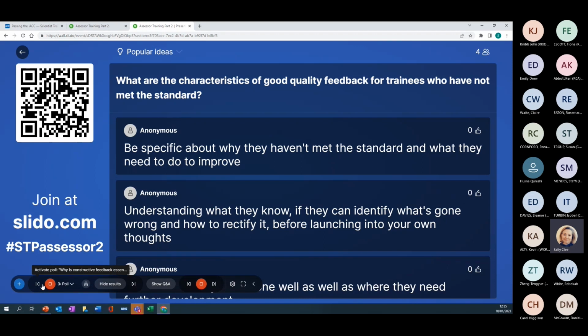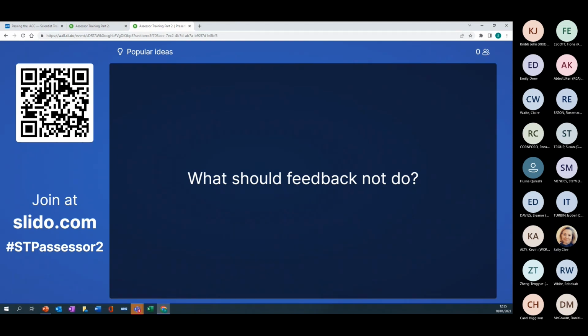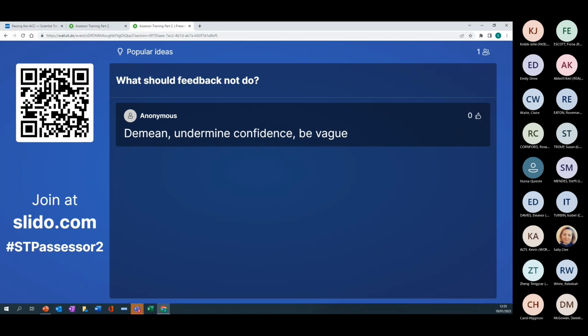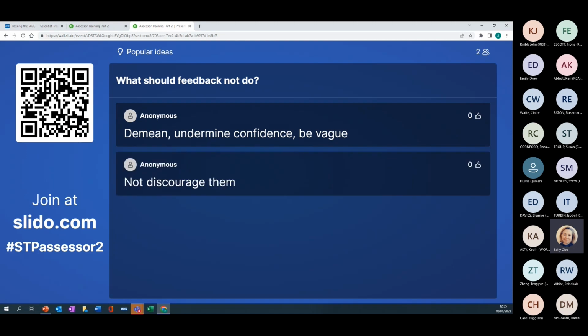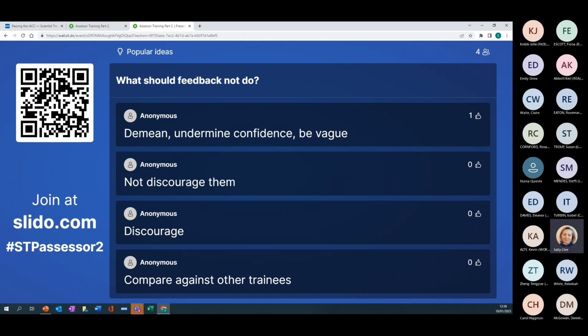So finally on that one is, what should feedback not do? It's important to keep these in the back of your mind when giving feedback. Demean, undermine confidence, be vague, discourage them, yeah. Discourage. Anything else? Compare against other trainees, yeah, no, that's a good one. A good one, as in an example of what not to do, yeah.